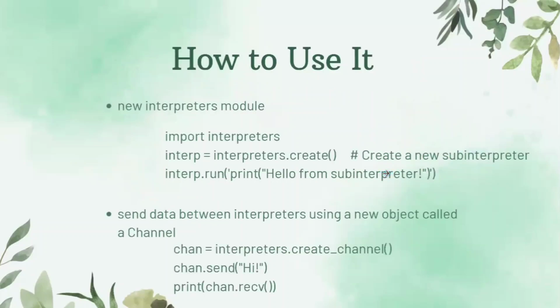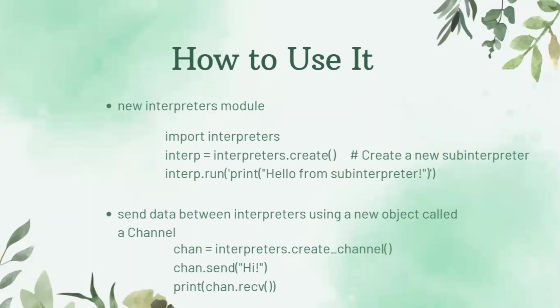How to use it? Python 3.14 introduces a new interpreters module in the standard library. You can do things like import interpreters. So using that, you can use the create method to create a sub-interpreter. Then you can run it as is seen here.